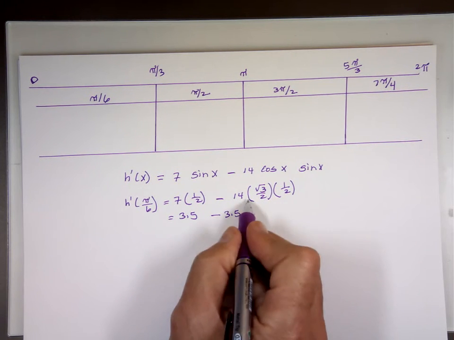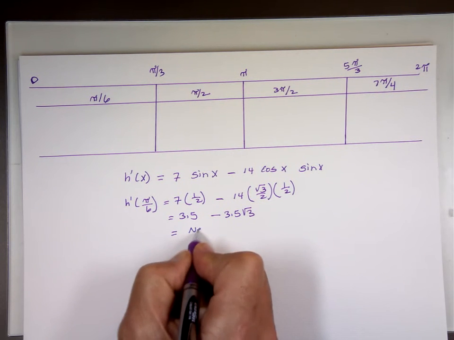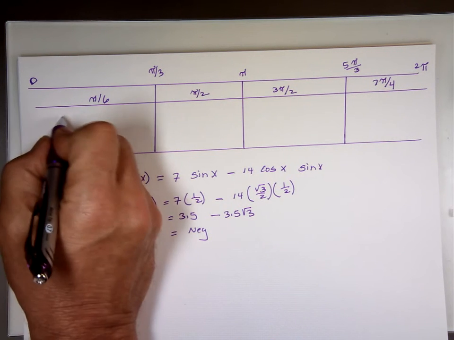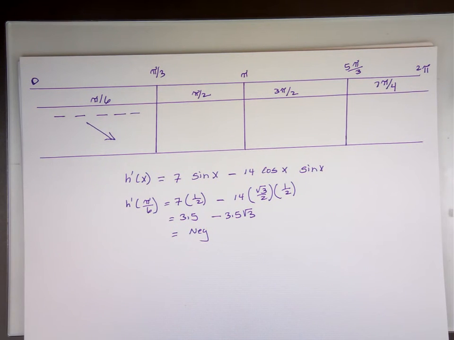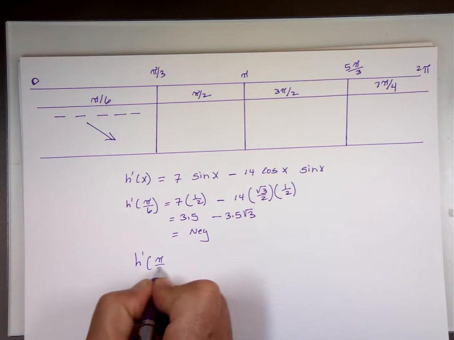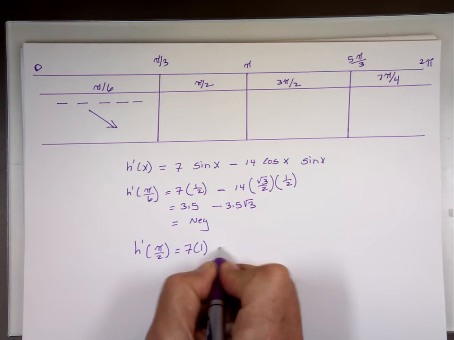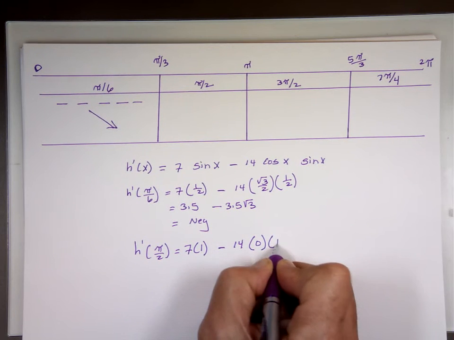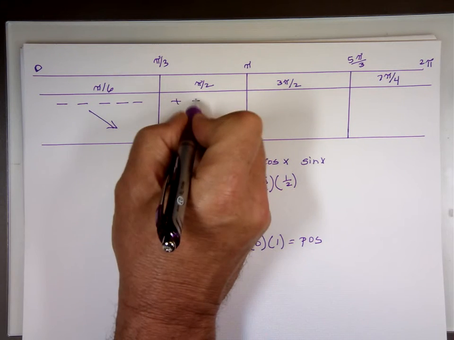What do you think, positive or negative? That's it, I don't even have to do it. Square root of 3 is more than 1. That's a negative number. Decreasing. Then we'll do pi over 2. Sine of pi over 2 is 1. 14 cosine of pi over 2 is 0. The sine is 1. That's positive. Increasing.